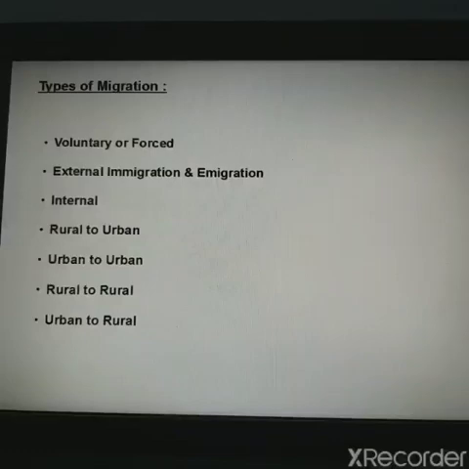Good morning students. Today in this module we are going to continue with types of migration. So here are the types of migration: voluntary or forced, external immigration and emigration, internal: rural to urban, urban to rural, rural to rural, urban to urban.